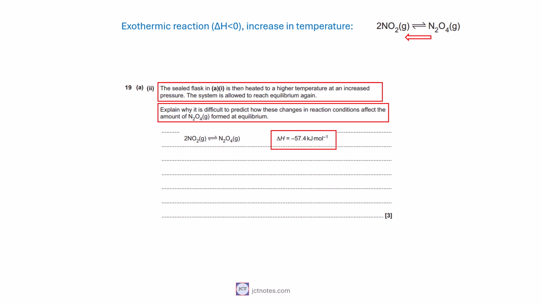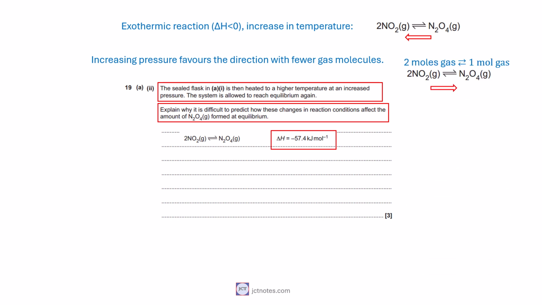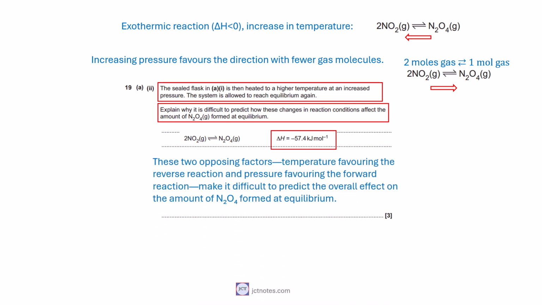On the other hand, increasing the pressure favors the direction with fewer gas molecules. In this equilibrium system, the forward reaction reduces the total number of gaseous molecules from 2 moles of gas to 1. Hence, higher pressure shifts the equilibrium to the right, increasing the yield of N2O4. These two opposing factors, increasing temperature favoring the reverse reaction and increasing pressure favoring the forward reaction, make it difficult to predict the overall effect on the amount of N2O4 formed at equilibrium.